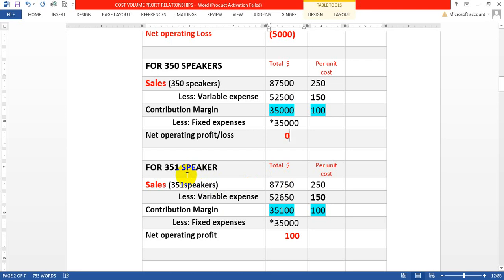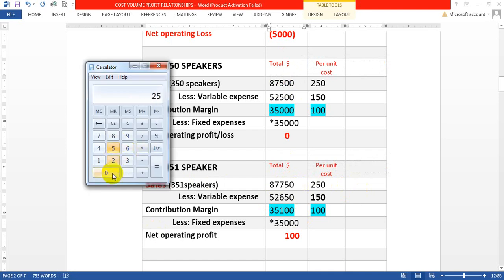Now I am going to produce 351 units. The sales were 350 multiplied by 250, and I have added 250 more, so it becomes 87,750. You can calculate it, right? 250 into 351 is 87,750. This is my sale. Okay, what about my variable expense? 351 multiplied by 150 is 52,650.